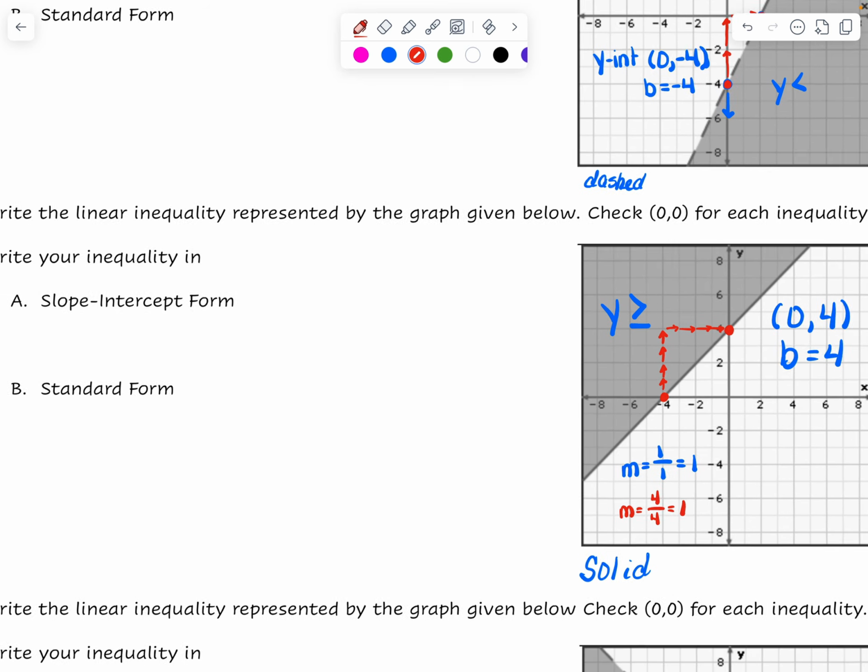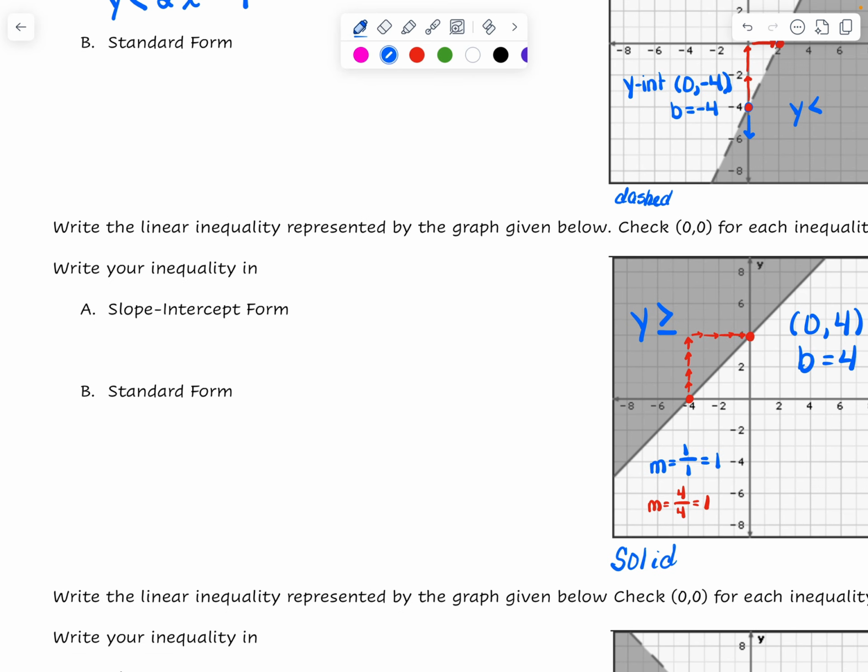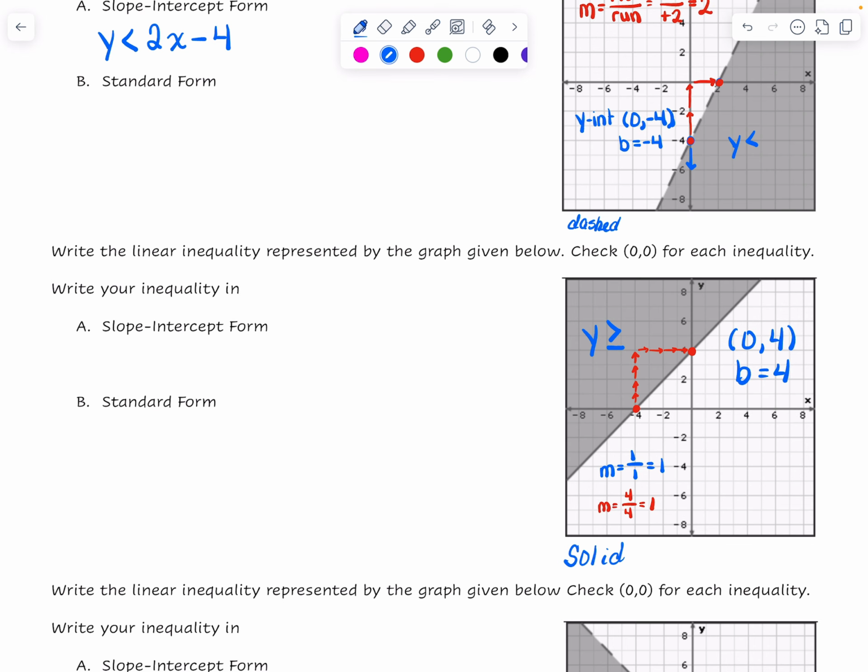So again, the points that you select, as long as our slopes come out the same, we're going to be okay. Now, to write this in slope-intercept form, we have all the pieces that we need. I've got y is greater than or equal to, and that's because it's shaded above the linear graph. Y is greater than or equal to. Our slope is 1x, and our y-intercept is positive 4. So y is greater than or equal to x plus 4.